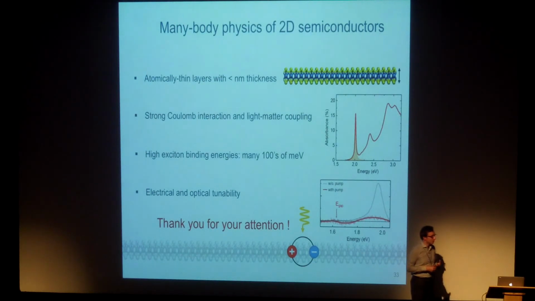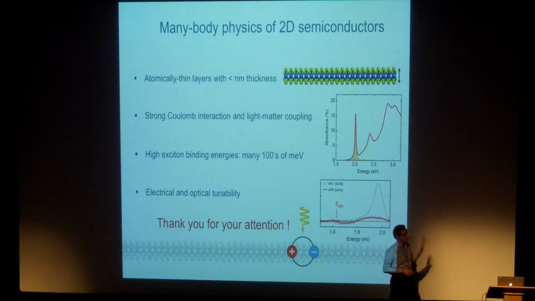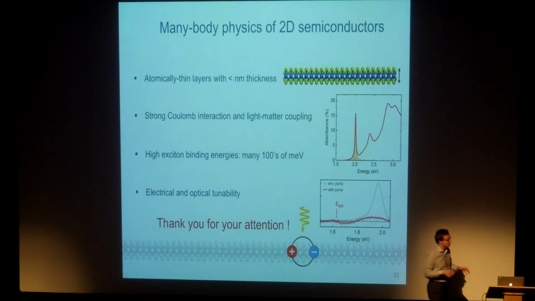The properties are very similar. The reason is that the masses of holes and electrons are very similar in the system. There are, of course, differences, also because of the spin selection rules and so on. But they are very symmetrical. So the positive and the negative trions are rather symmetrical. Any other questions?